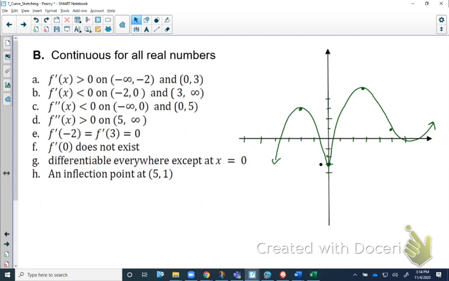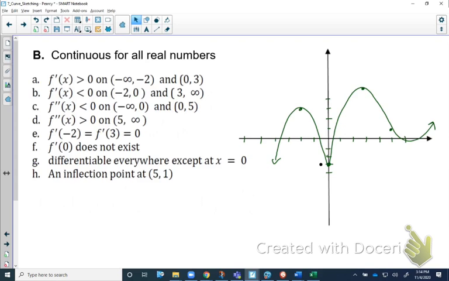At negative 2 and 3, because of the concavity, those both have to be maxes. And to show that the derivative at 0 doesn't exist, I put a corner there, or a cusp, whatever you want to think of it as. And then at the very end on the far right at 5, 1, I had that inflection point where it changes from concave down to concave up. So there we go with that one.